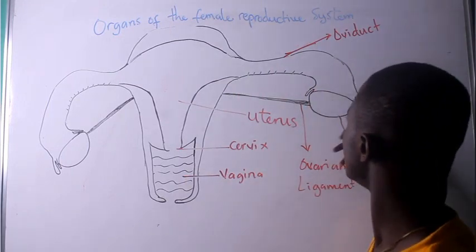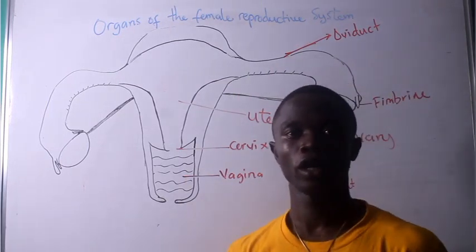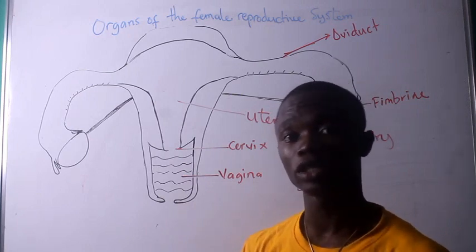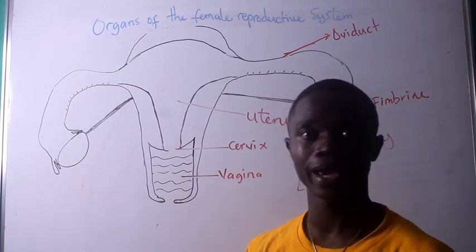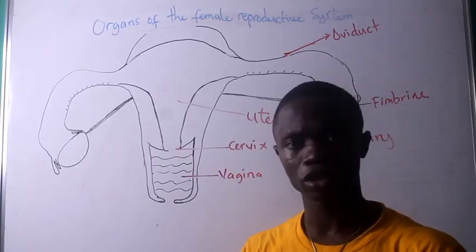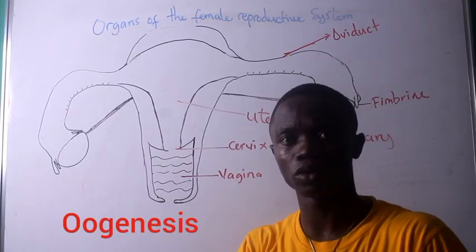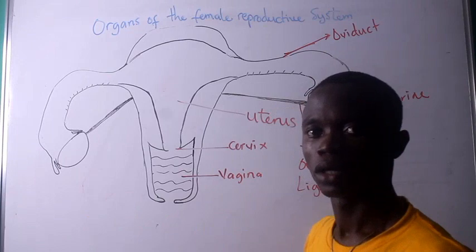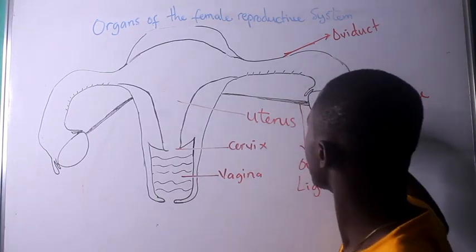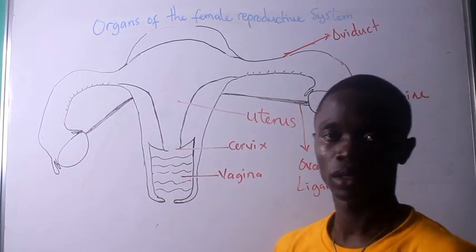This entire structure you see here is referred to as the ovary, and the function of the ovary is to make eggs, to produce eggs. We discussed in our previous video about oogenesis, which is the production of eggs. So the oogenesis that we discussed actually occurs here in this ovary.